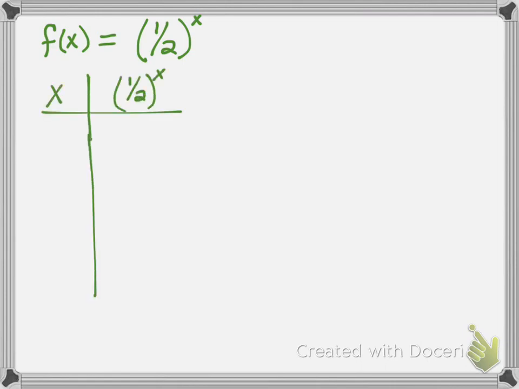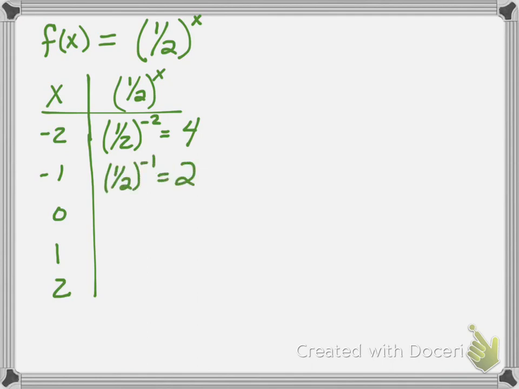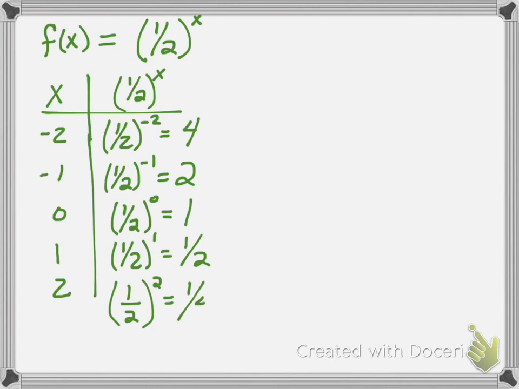We're going to plug in the same x values, -2, -1, 0, 1, and 2. 1/2 to the -2 power is equal to 4. Remember, negative exponents give us the reciprocal. If I plug in -1, the output is 2. If I plug in 0, the output is 1. Plugging in 1, the output is 1/2. And if we plug in 2, the output is 1/4.